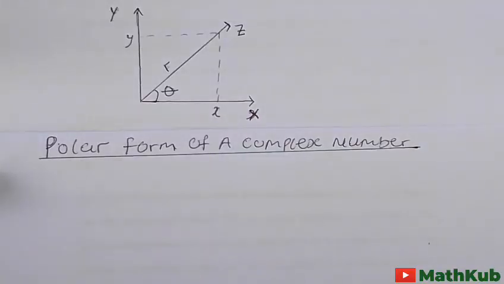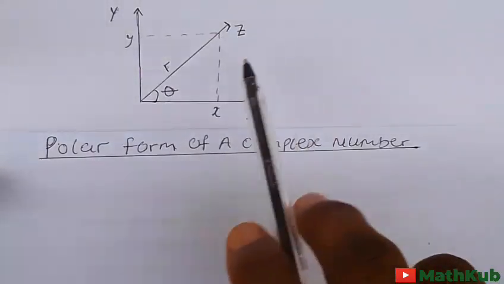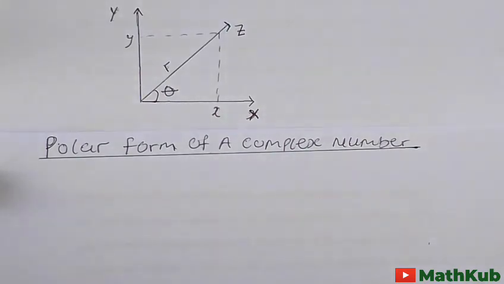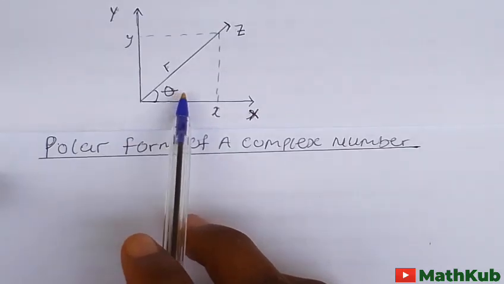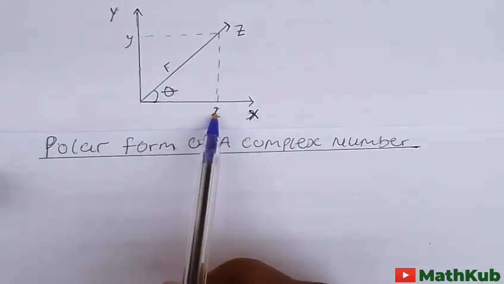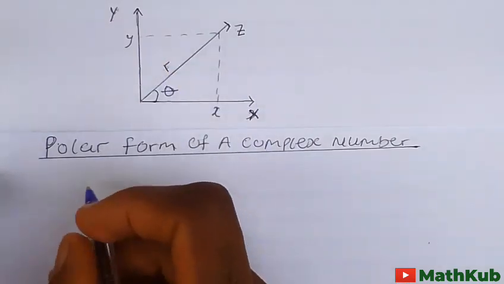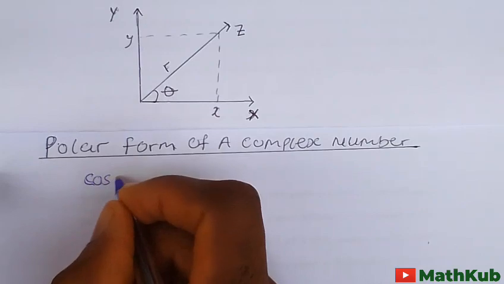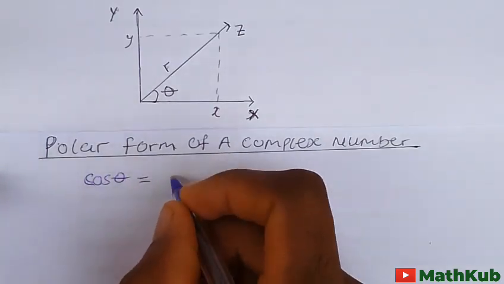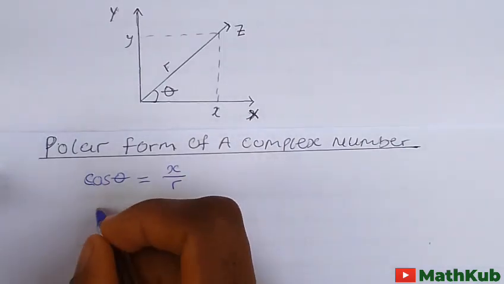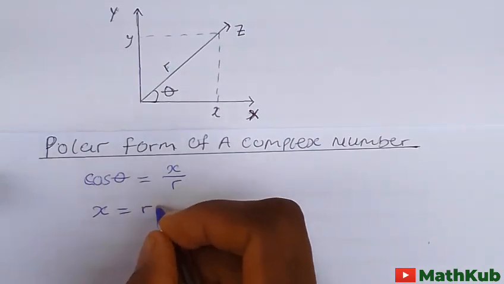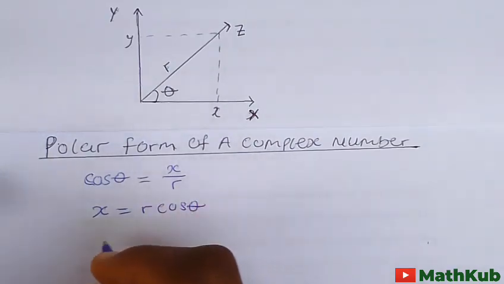Polar form of a complex number. Consider the Argand diagram. We know from trigonometry that cos theta is adjacent over the hypotenuse, which we have cos theta to be equal to x over r, and we are looking for x. x will be equal to what? r cos theta.